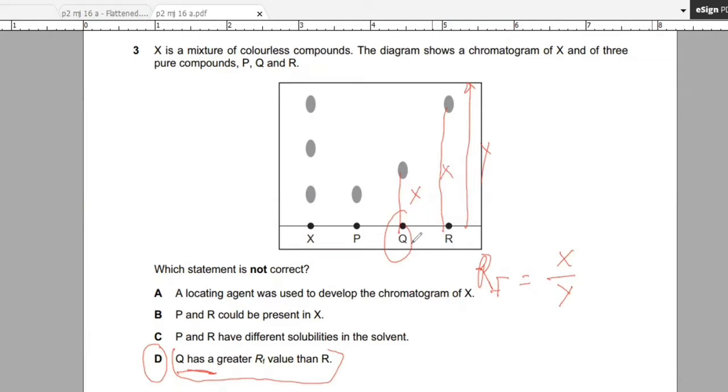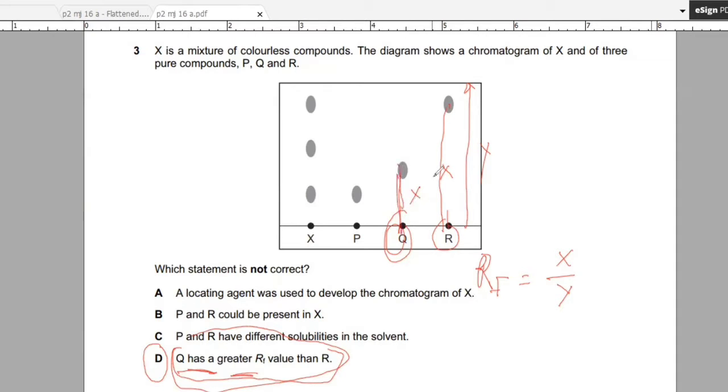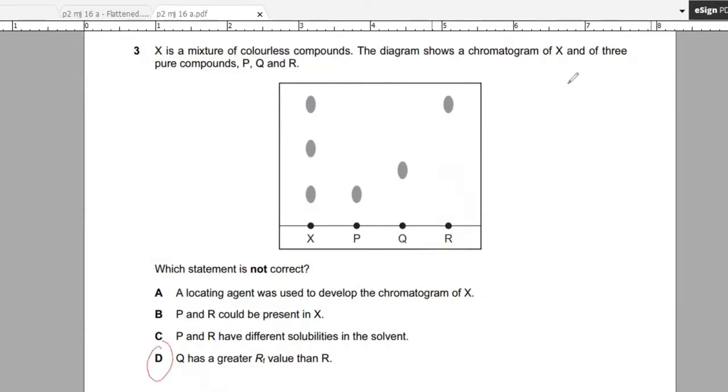So if you compare Q and R, which travels more distance? Obviously, R has traveled more distance than Q. That means if it travels less distance, then the Rf value will definitely be less. If the color travels more distance, then the Rf value also will be more. So this statement is completely wrong, right? They are saying Q has a greater Rf value, but Q will not have a greater Rf value because it travels only less distance as compared to R. Clear? So the right answer will be option D. This is the right choice.